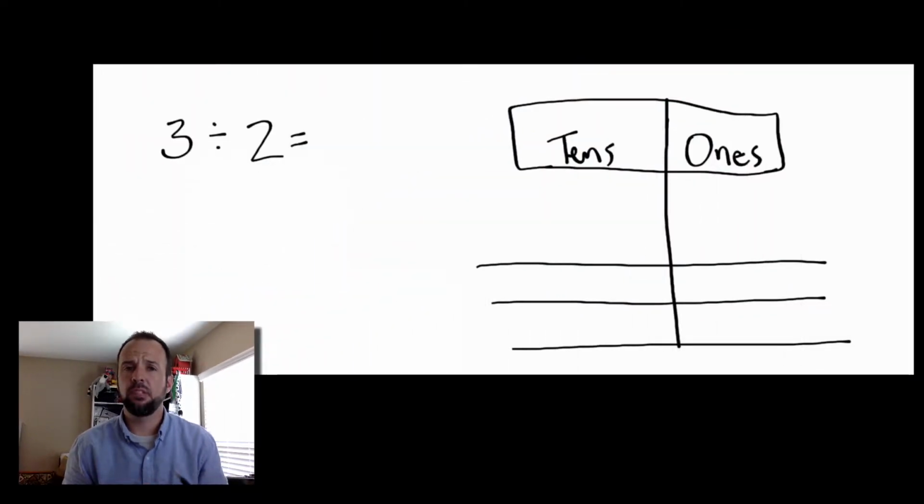All right, guys, so I'm just going to dive right in with a couple of examples, okay? So let's start nice and easy, right? Let's go with some single-digit numbers here. And I have 3 divided by 2, 3 divided by 2. So the first thing I'm going to do is model that on my place value chart here.